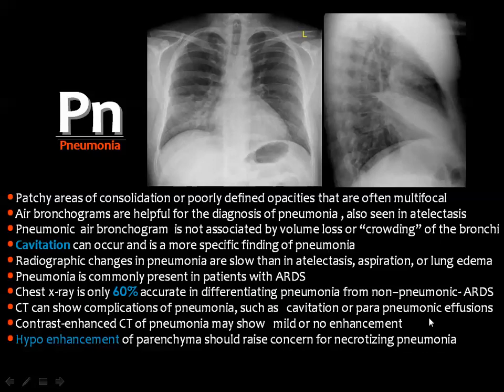Pneumonia is commonly present in patients with acute respiratory distress syndrome. The chest X-ray is only 60% accurate in differentiating pneumonia from non-pneumonic opacities in the lung. And CT can show complications of pneumonia like abscesses and effusions. Contrast enhanced CT can differentiate between pneumonia and atelectasis based on the enhancement, as I have mentioned before. Then hypoenhancement is a sign of necrotizing pneumonia.